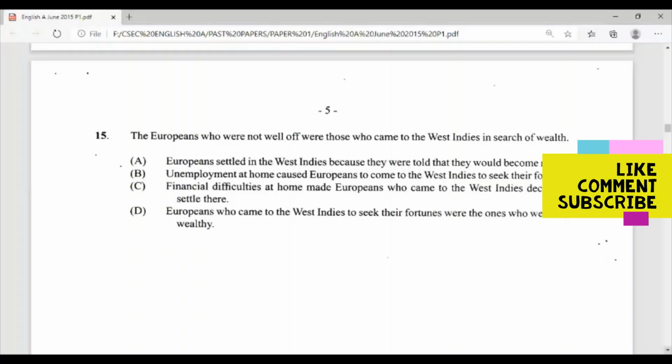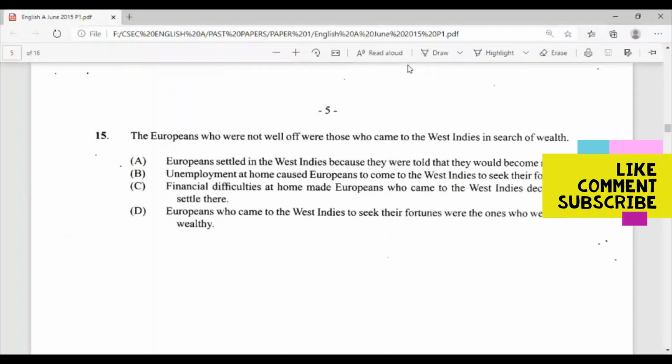D is our obvious answer because we're saying they came to seek their fortune, same thing as saying they came in search of wealth. And who were these Europeans, by the way? They were the ones who were not wealthy or rich. And that's that section for now.